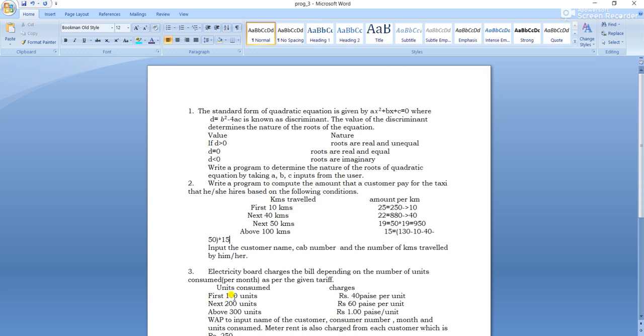So with this, I'm concluding this session, and in the next session we will speak about the third module of selection statements, called nested if statement. Thank you.